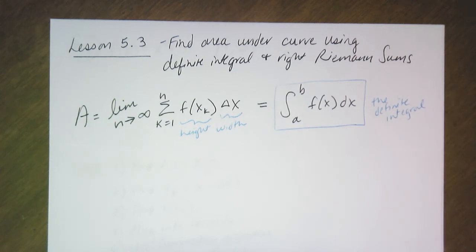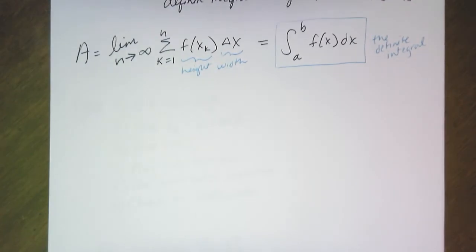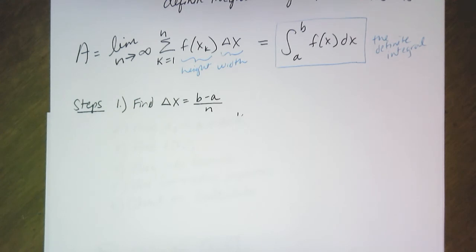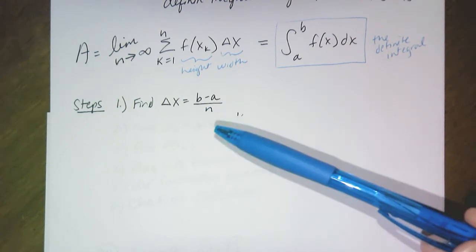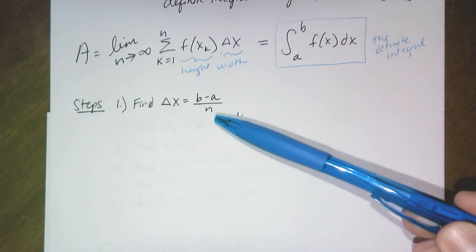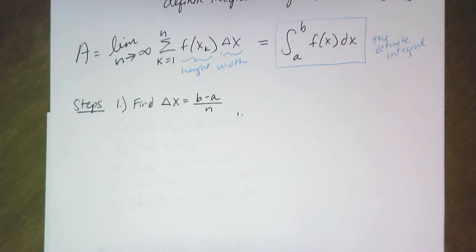Okay, same thing. So I'm going to do two examples today from your homework for tonight. But write these steps down. Step number 1, you want to find delta x, from whatever interval you're given, b minus a divided by n, n being the number of rectangles. Again, we're going to leave it as n because we want an infinite amount of rectangles.